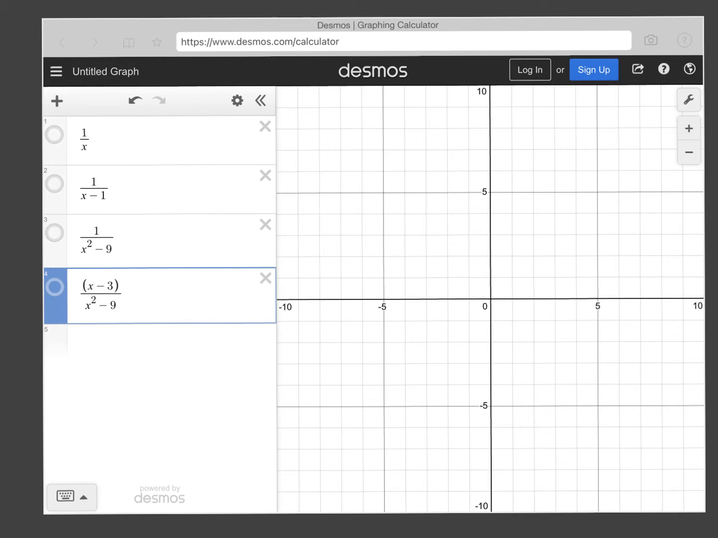A vertical asymptote is an infinite discontinuity, whereas a hole in a graph is called a removable discontinuity. Let's explore how we can determine which is which based on the function, and then see how that relates to infinite limits. Let's take a look at the parent rational function 1 over x.